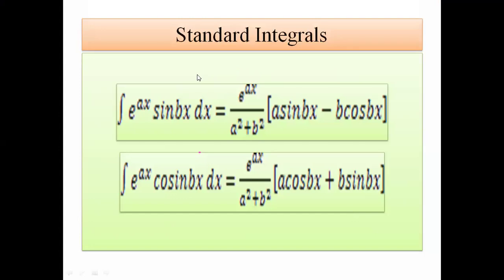For a naught, a n, where a and b are constants: integral of e power ax sin bx dx is e power ax by a square plus b square times a sin bx minus b cos bx, and the formula for e power ax cos bx is e power ax by a square plus b square times a cos bx plus b sin bx. So this is from the standard integral formula. We have to use it in the problem. Again, I am telling you, integral of e power ax sin bx dx.